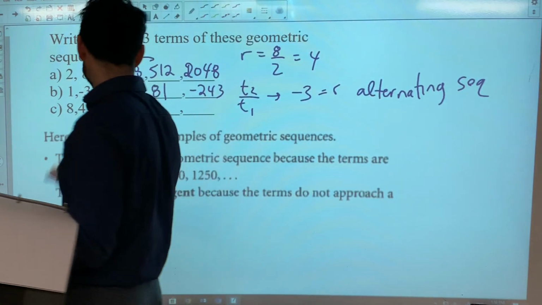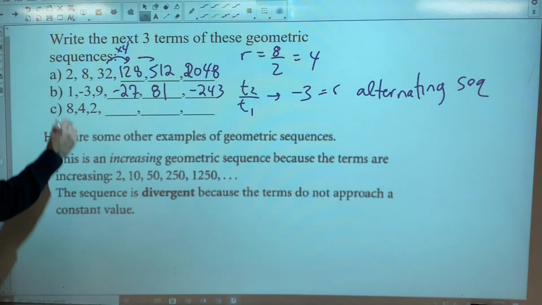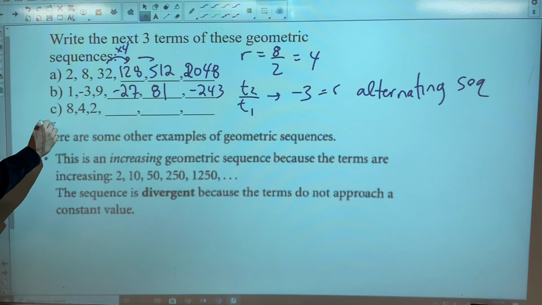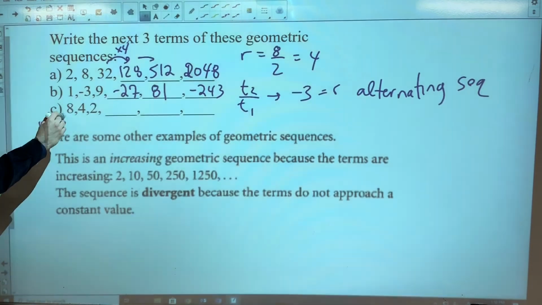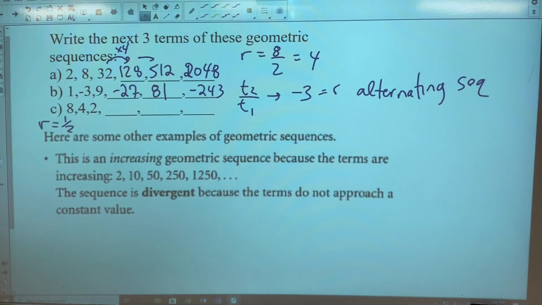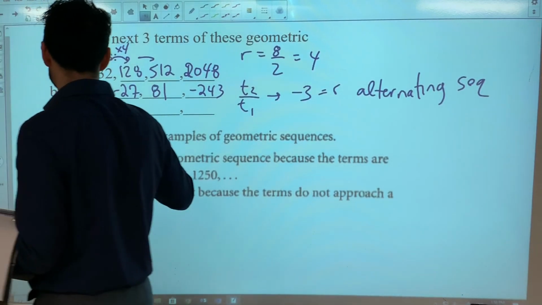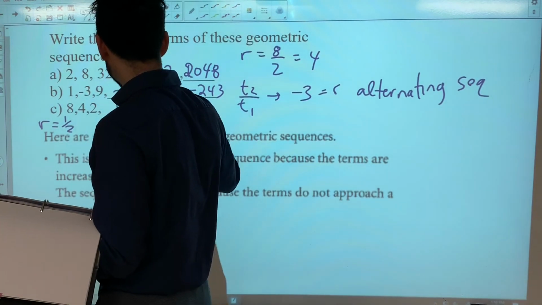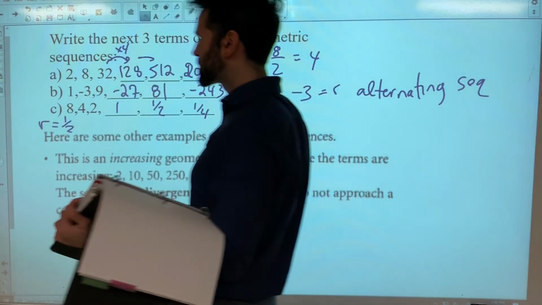This one is called a decreasing sequence because you can see it's going down, and when you find your common ratio, 4 divided by 8, that's a half. 4 over 8 is a half. So it's just going to get smaller and smaller. So you can go 2 times a half, you get 1. You go 1 times a half, you get a half, and then a quarter, and then eventually an 8th, a 16th.